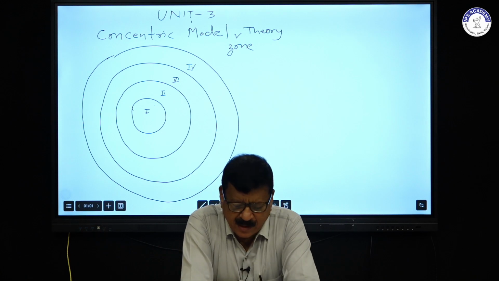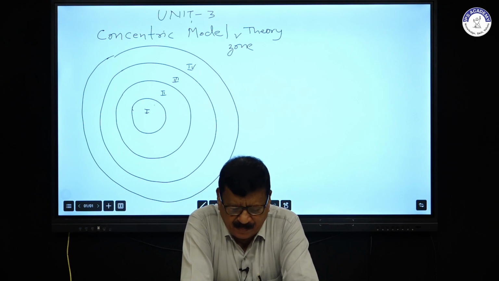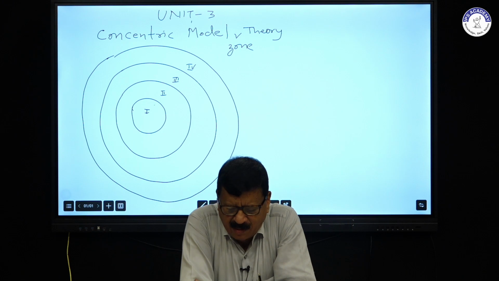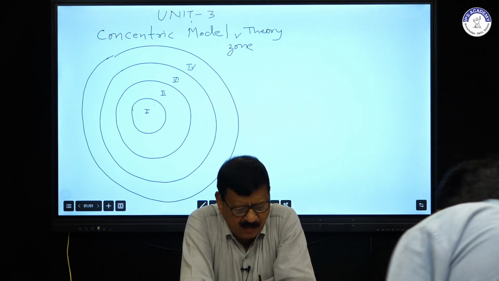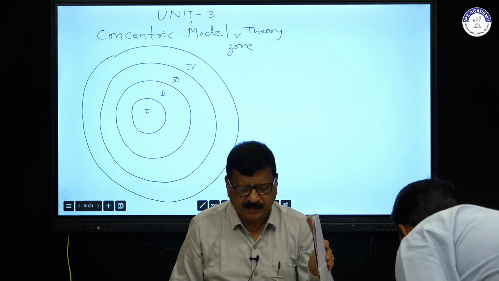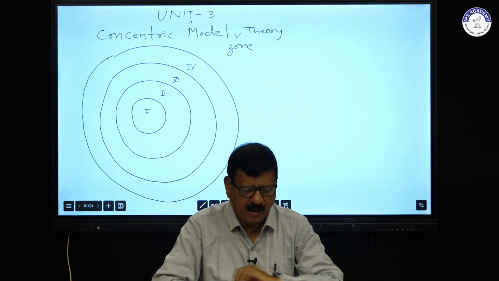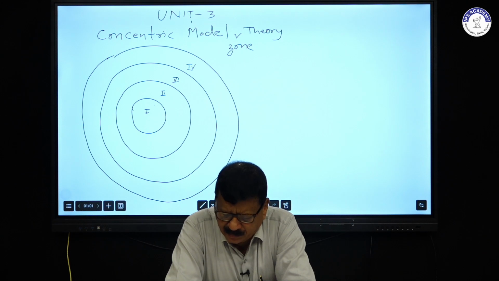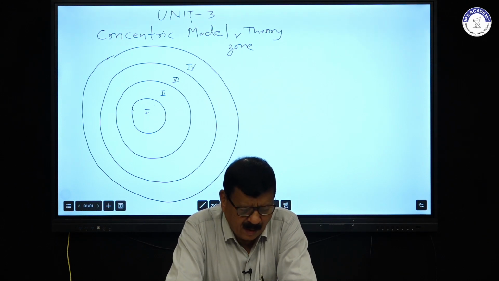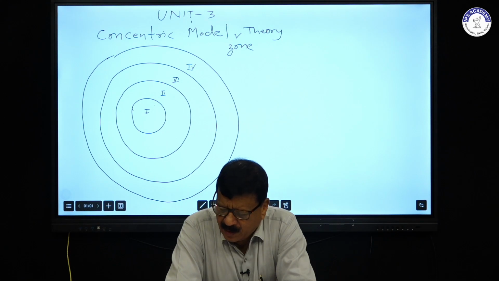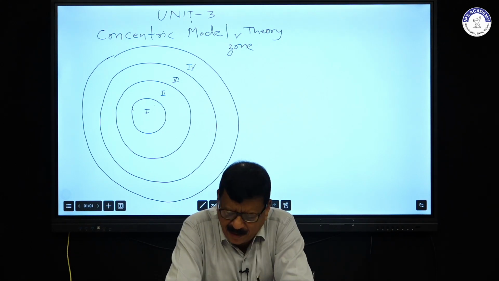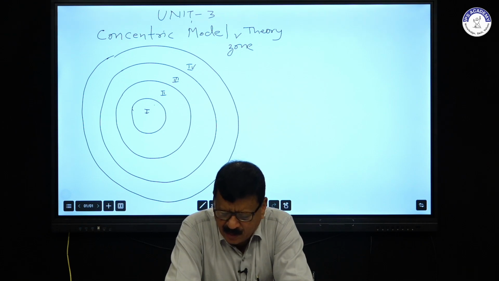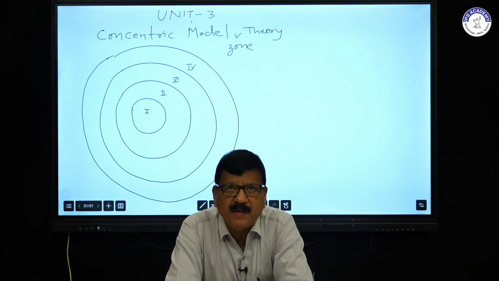You write down the concentric zone model theory, also known as the Burgess model. Burgess is the name of the scientist. Burgess model suggested by the American sociologist. He was an American sociologist in 1925.